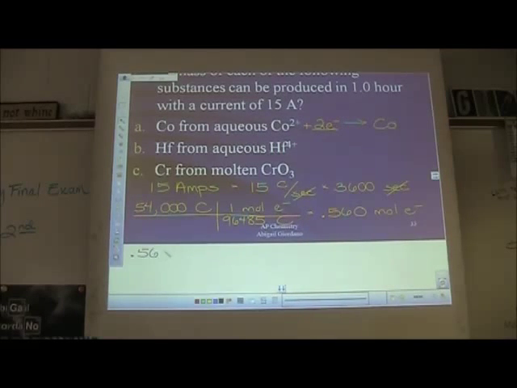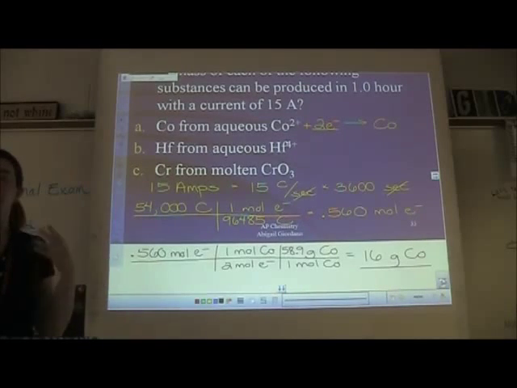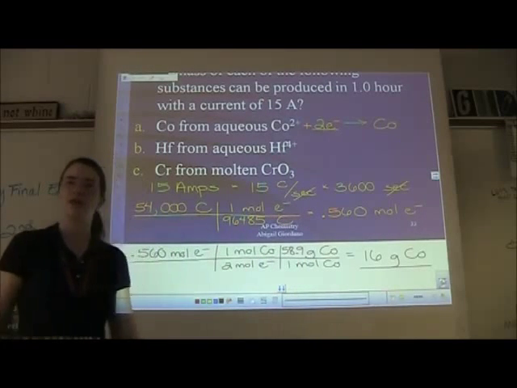Let me start with this number I just calculated. There will be 2 moles of electrons for every 1 mole of cobalt made. Can you all see how I'm going to get to grams of cobalt? Where is this number going to come from? Periodic table, which is 58.9. And this is what we get. I think that's pretty cool. You can run this system for an hour, and when you're finished, you will have a 16 gram lump of cobalt metal.